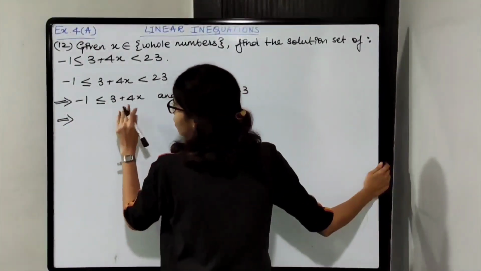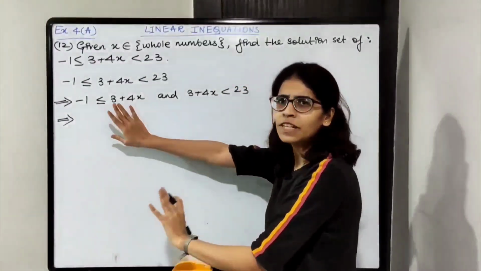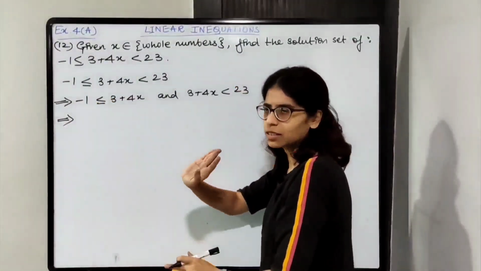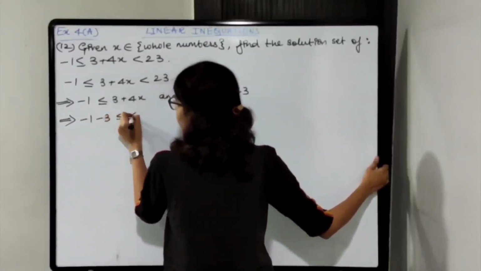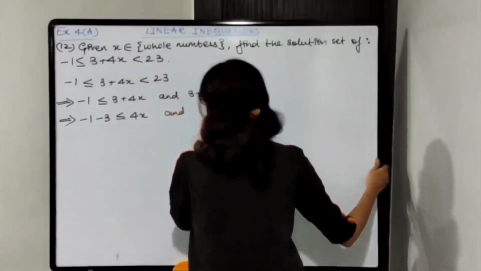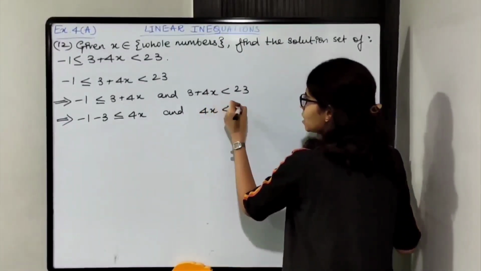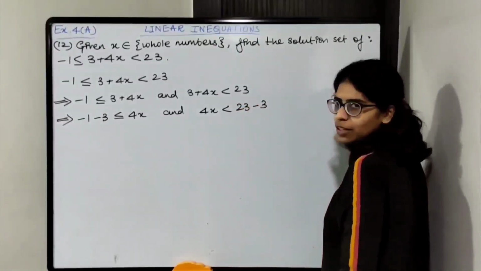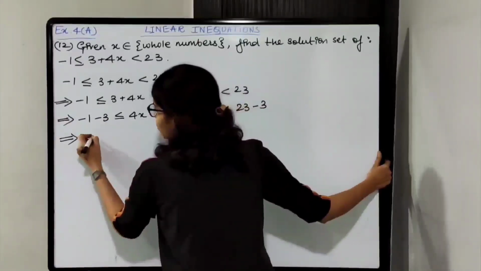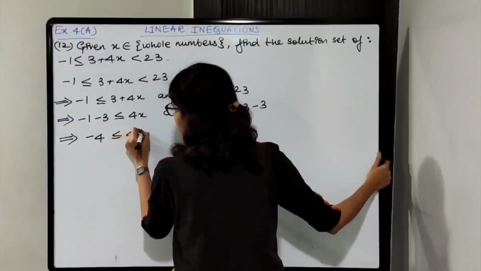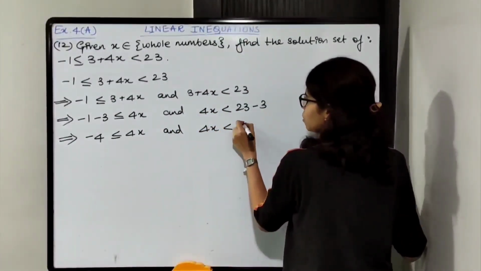So over here we'll shift 3 on the other side. X को as it is ही रखते हैं. Okay. Since it is positive we are not going to disturb it. ये यहाँ पे shift कर देते हैं. So minus 1 and this will become minus 3 less than or equal to 4x. And over here we'll shift the number on the other side. 4x as it is, 23 minus 3 हो जाएगा. Minus 1 minus 3 will give minus 4 less than or equal to 4x. And 4x is less than 23 minus 3, which is 20.